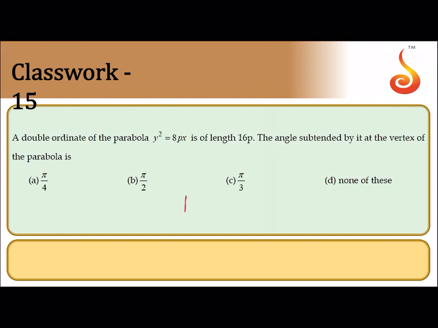Example 15. A double ordinate of y square equal to 8px is of length 16p. Find the angle subtended at the vertex of the parabola. What do you mean by double ordinate? This is the parabola given to you, and this is the double ordinate. So this angle at the vertex they are asking. This is 16p, so this length will be 8p, and this is also 8p, given to you. Angle subtended at the vertex.